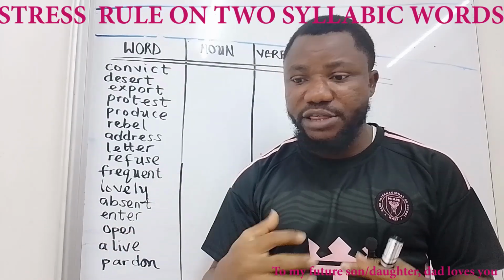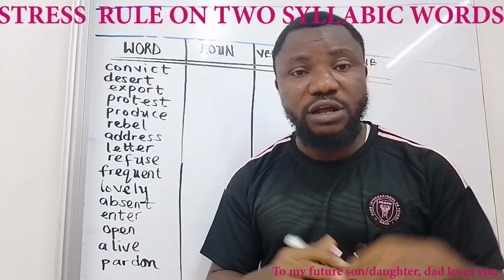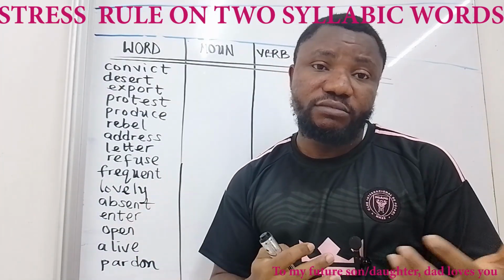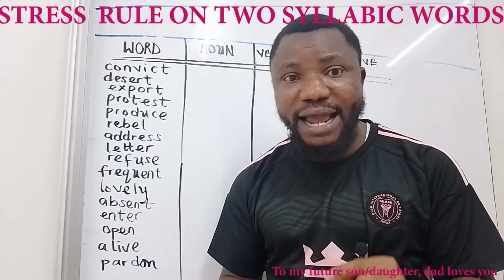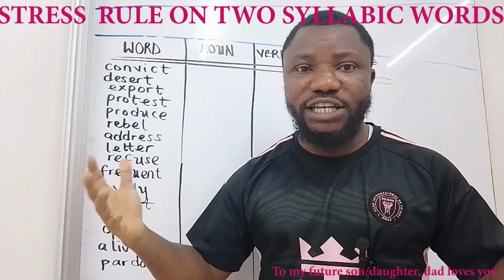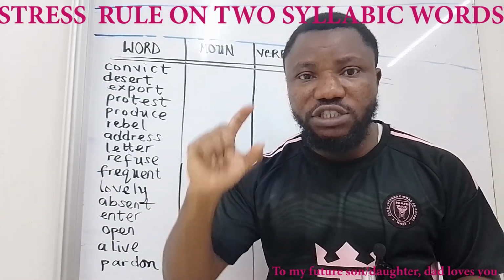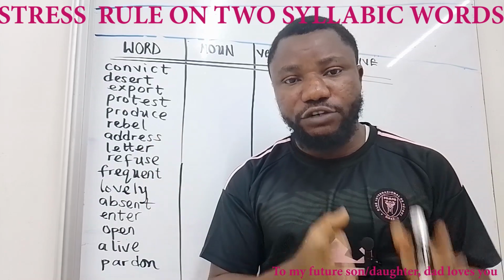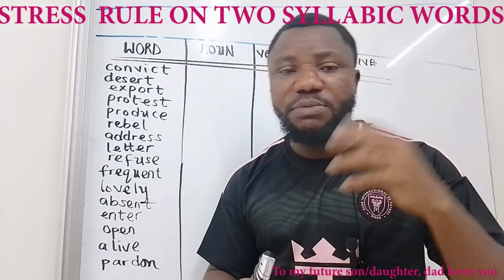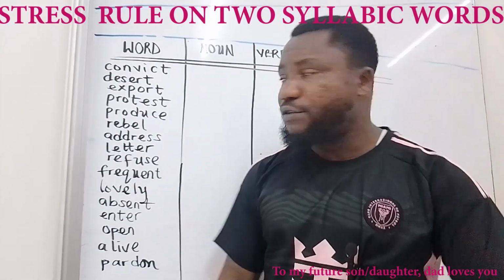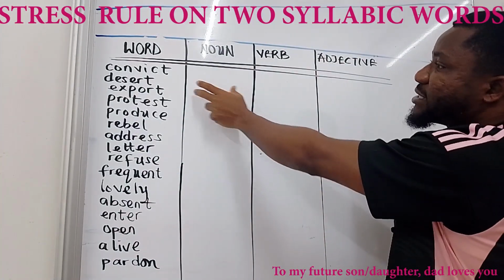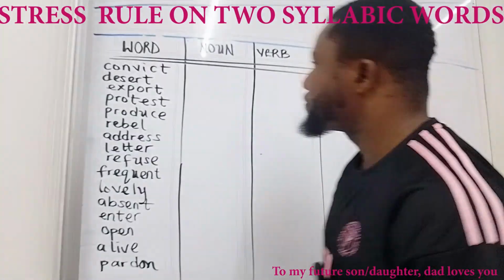That rule is not always correct in that you have some nominal words, some noun words, that will take the stress on the second syllable. And sometimes you have verbal words, verbs, that will take the stress on the first syllable. So the rule is not constant, but in most cases, a two-syllabic noun will take a stress on the first syllable, and a two-syllabic verbal word will take a stress on the second syllable. And finally, a two-syllabic adjectival word will take a stress on the first syllable. So let's use that general rule to stress these words we have here.